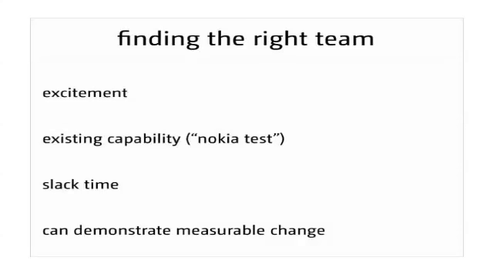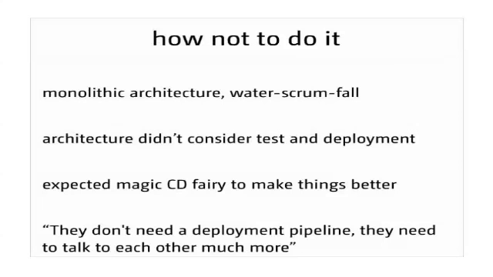So that you're not starting from scratch. And then the lessons you learn from that team can be used to help other teams that are less mature move to continuous delivery. You need slack time so that people aren't working full time on fixing bugs and implementing features, and you want to be able to demonstrate measurable change.